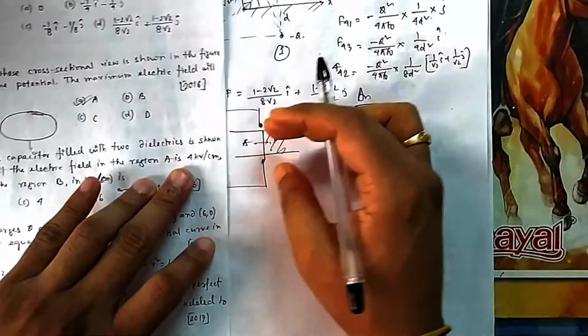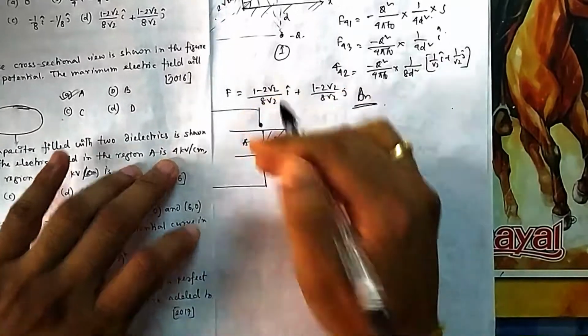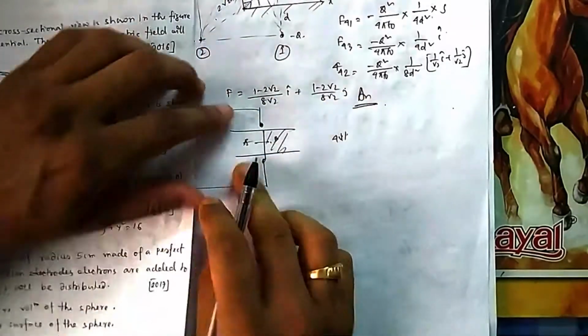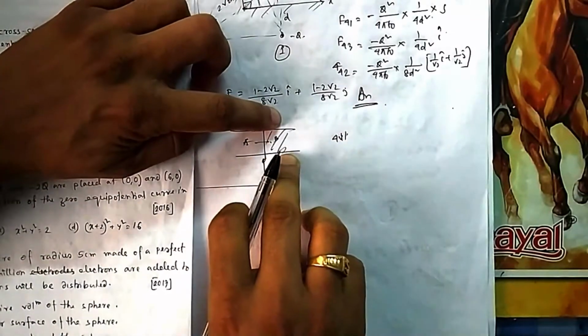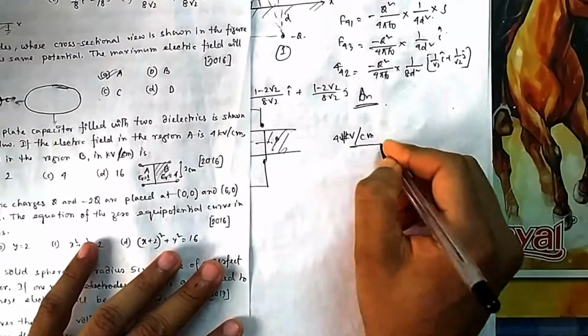So the electric field will be the same here, that is 4 volt per centimeter, because you are applying it between these two terminals. In region 1 you are applying between these two terminals, so in region B also the same terminals. Same terminals means it will always be 4 kV per centimeter, that is your option C.